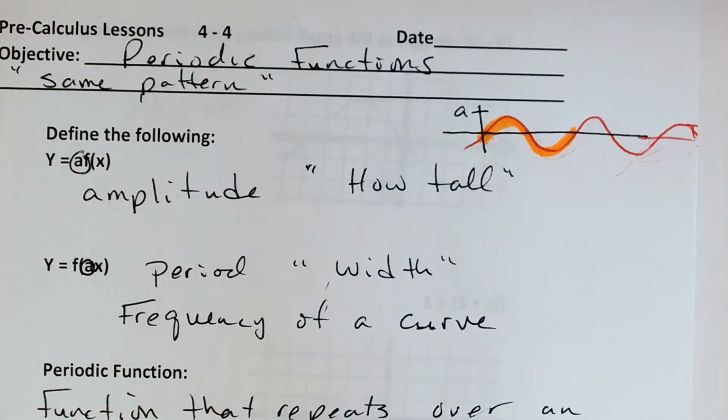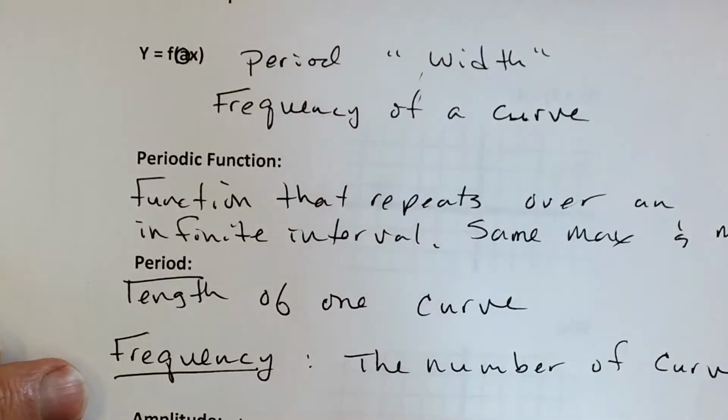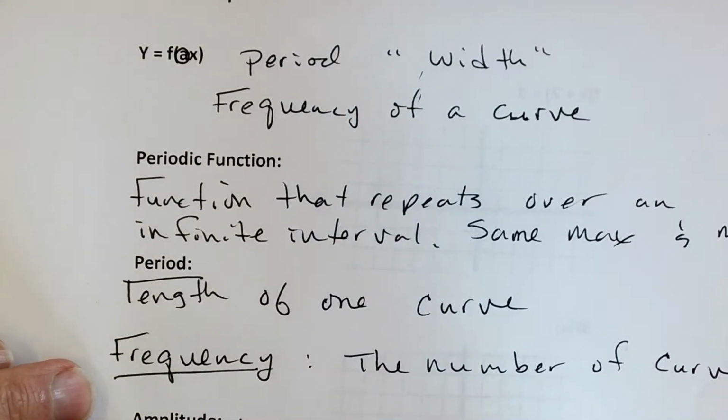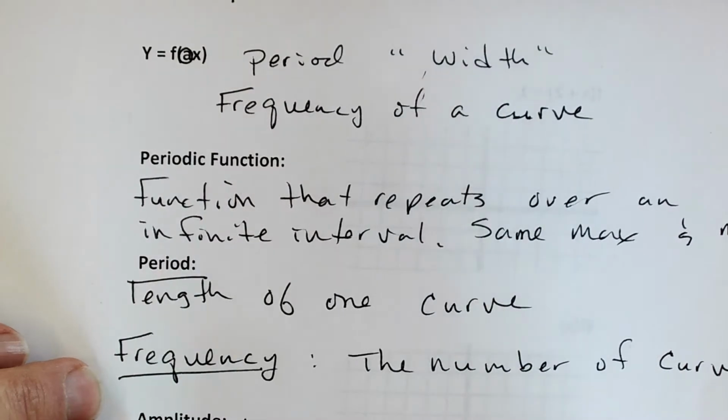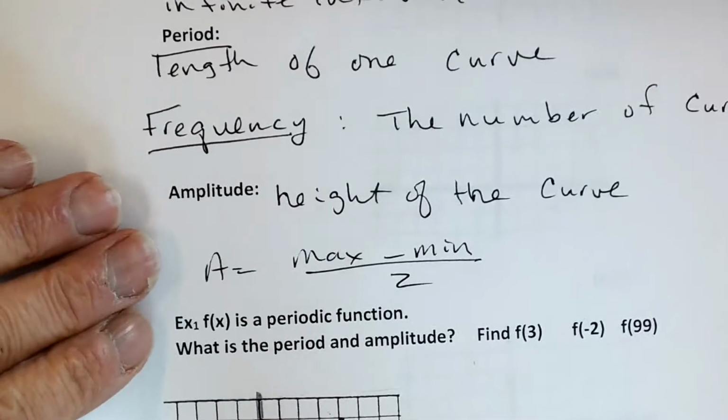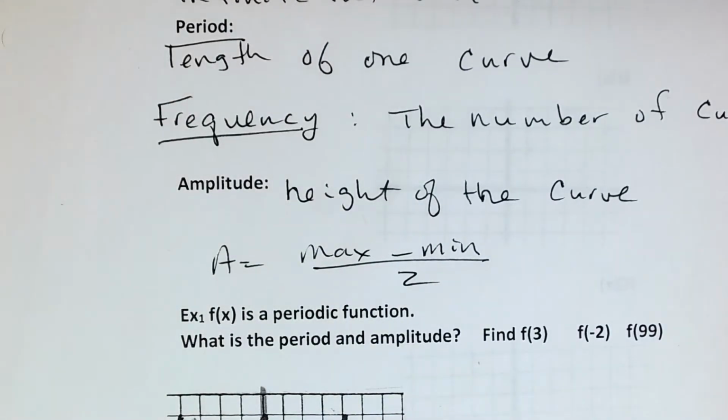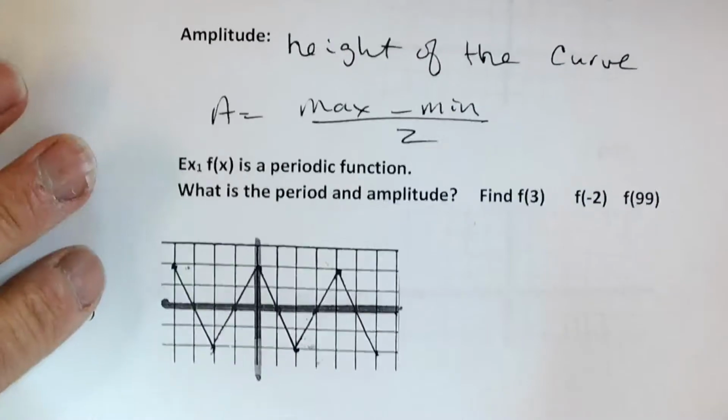So one way we can say the amplitude is equal to the max minus the min, divided by 2. It's like the average. It's the max minus the min divided by 2, okay? All right, if we know all that, then let's take a look at example 1. Let's make this easy, okay?